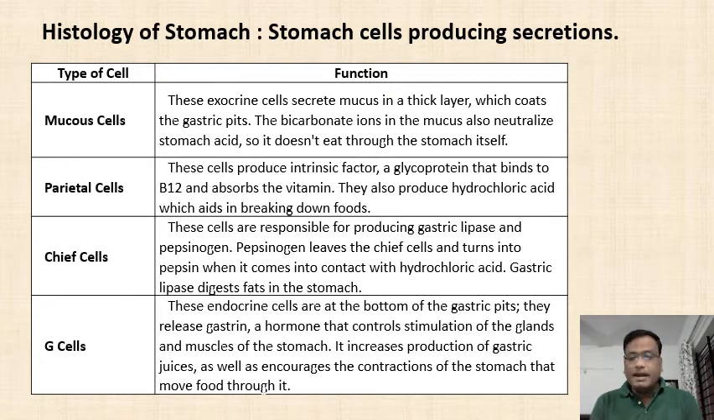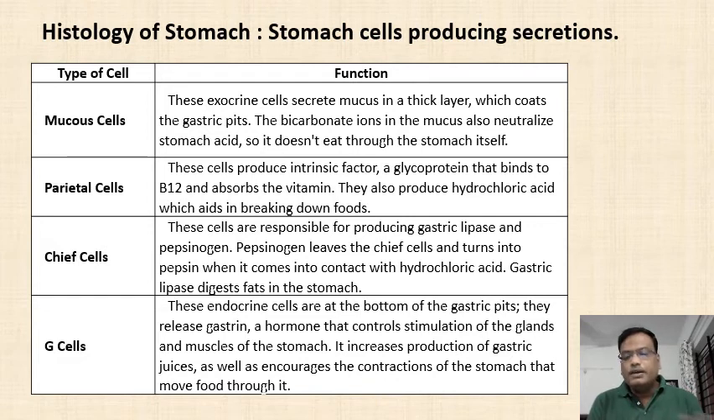Then we have parietal cells, and these parietal cells produce intrinsic factor that binds to vitamin B12 and absorbs this vitamin. So this is involved in absorption of vitamin. And the most important function of parietal cells is that it produces hydrochloric acid, very strong hydrochloric acid. The hydrochloric acid plays a very important role in neutralizing the pathogens.